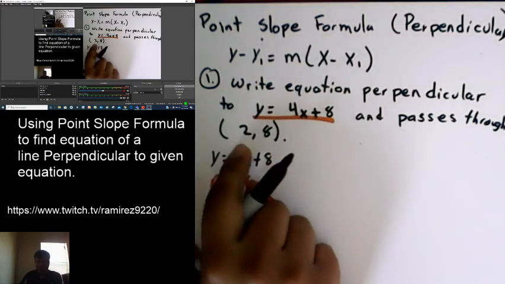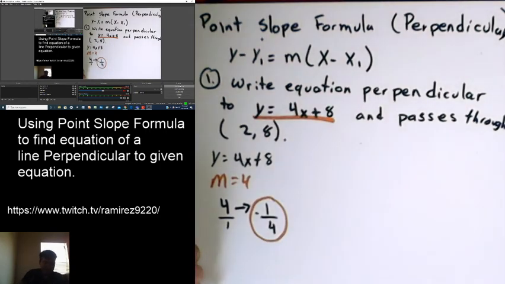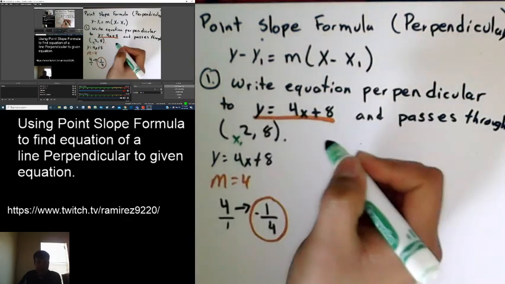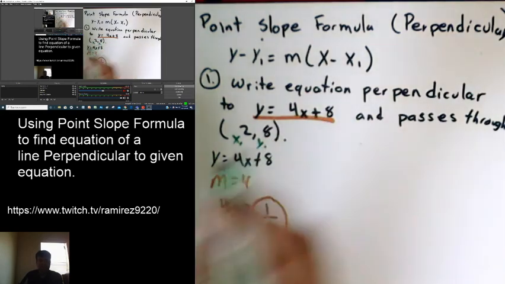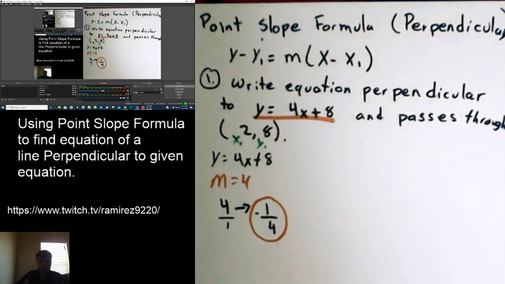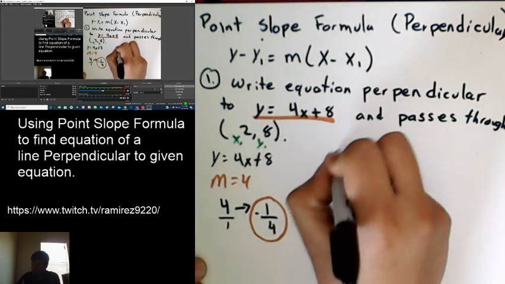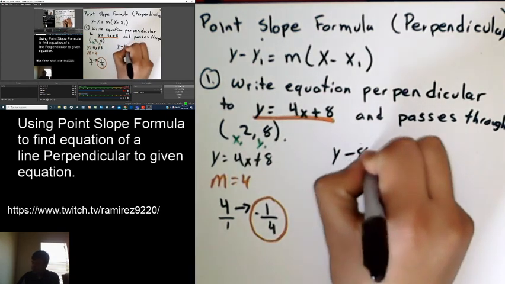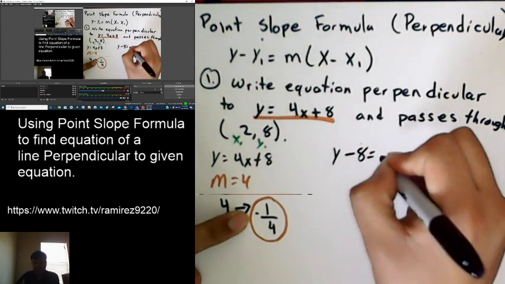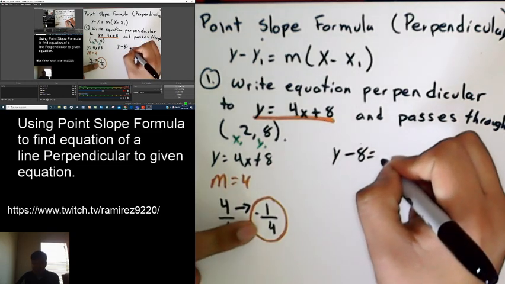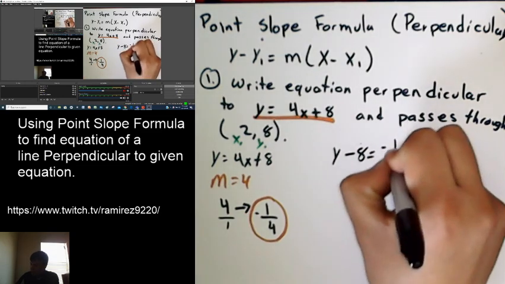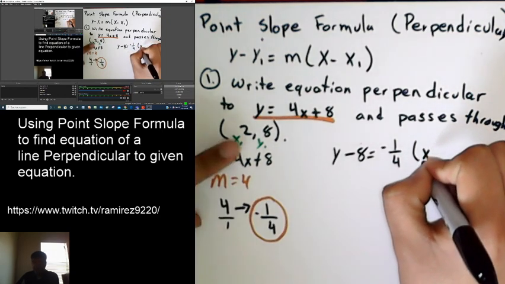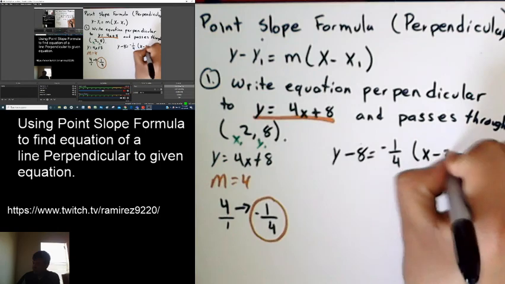So the point 2 and 8 that were given, well, again, the first number is your x1, the second number is y1. So now that we substitute everything into the formula, it's going to be y minus y1, so y minus 8 is equal to m, but remember that m, I'm not going to use that, I'm going to use this instead. Negative 1 over 4, x minus x1. x1 is 2, so minus 2.